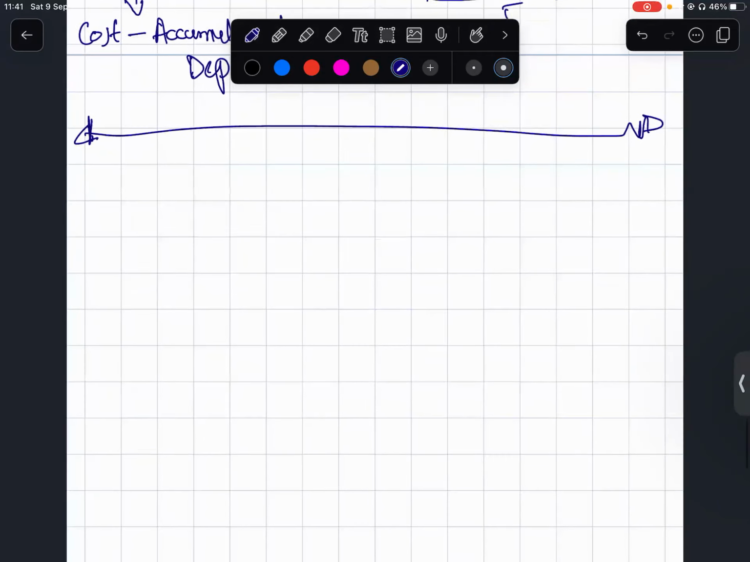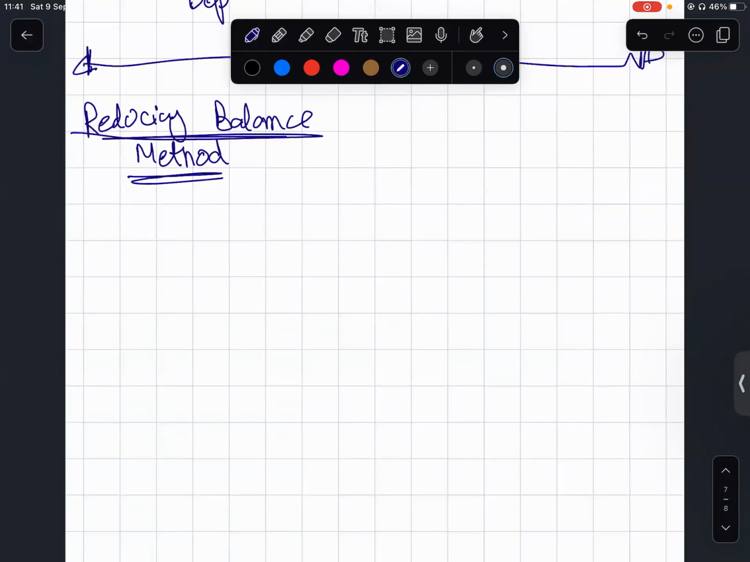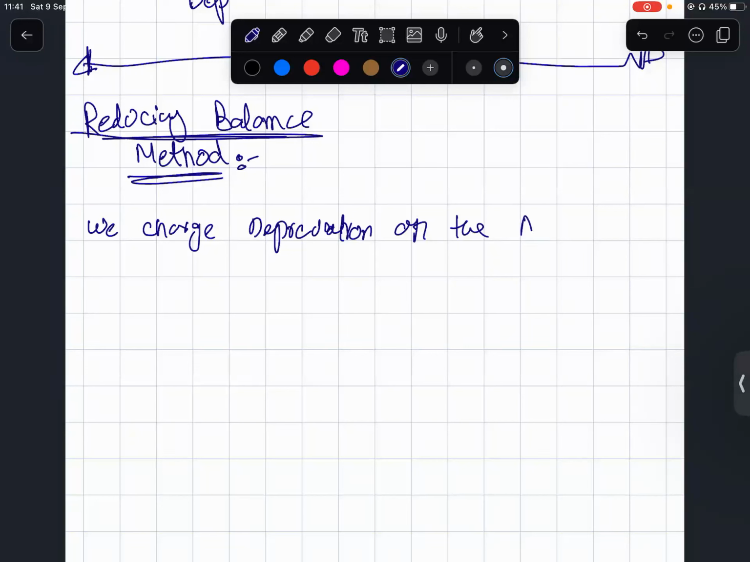Okay, now let's talk about the reducing balance method. The reducing balance method is all very simple. The difference is that in this method, we charge depreciation on the net book value instead of the cost. It's very simple.